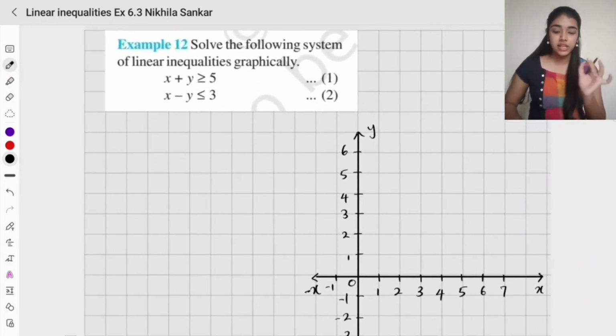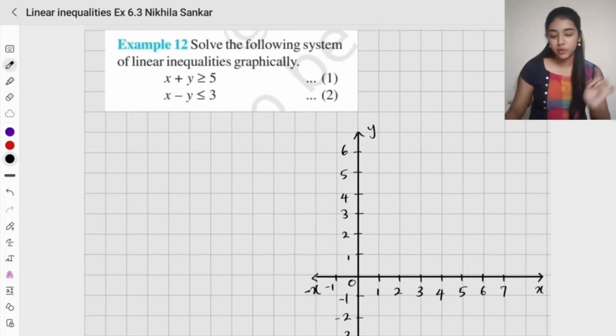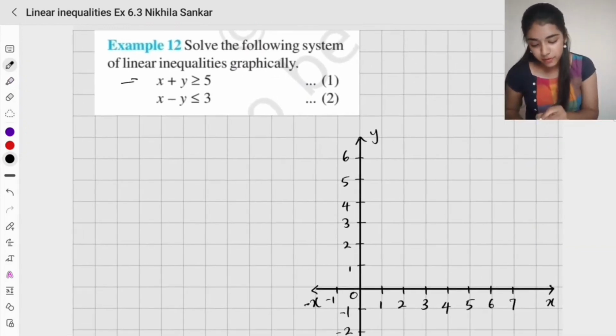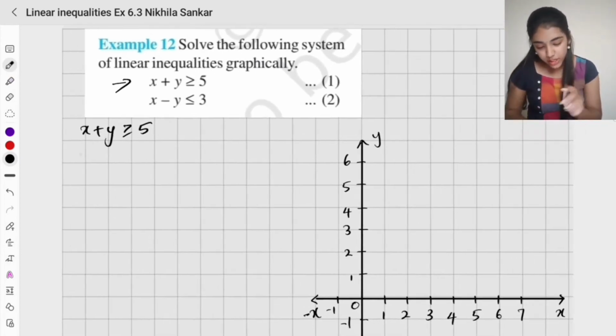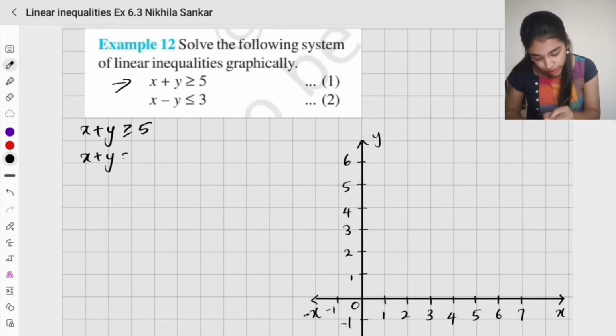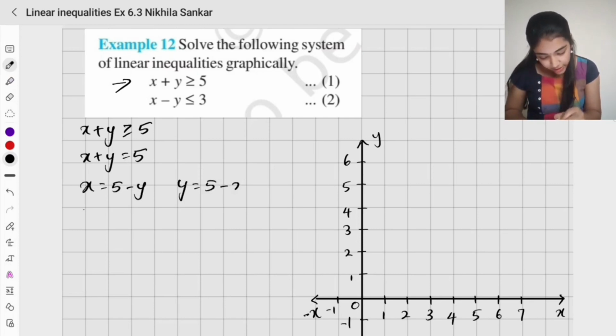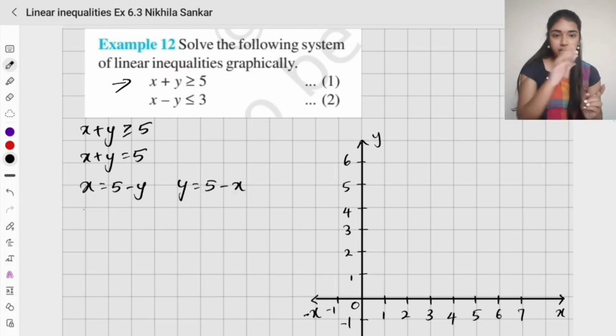Now two different inequations are given. I have to solve and find the solutions for these two inequalities. Now what is the first step? I'm going to take my first equation. So I'll have x plus y greater than or equal to 5. This is the inequation. First, what should we write? We should write the equation. So I'll write x plus y equals 5. Now x is equal to 5 minus y and y equals 5 minus x. We have written x in terms of y, and y in terms of x.